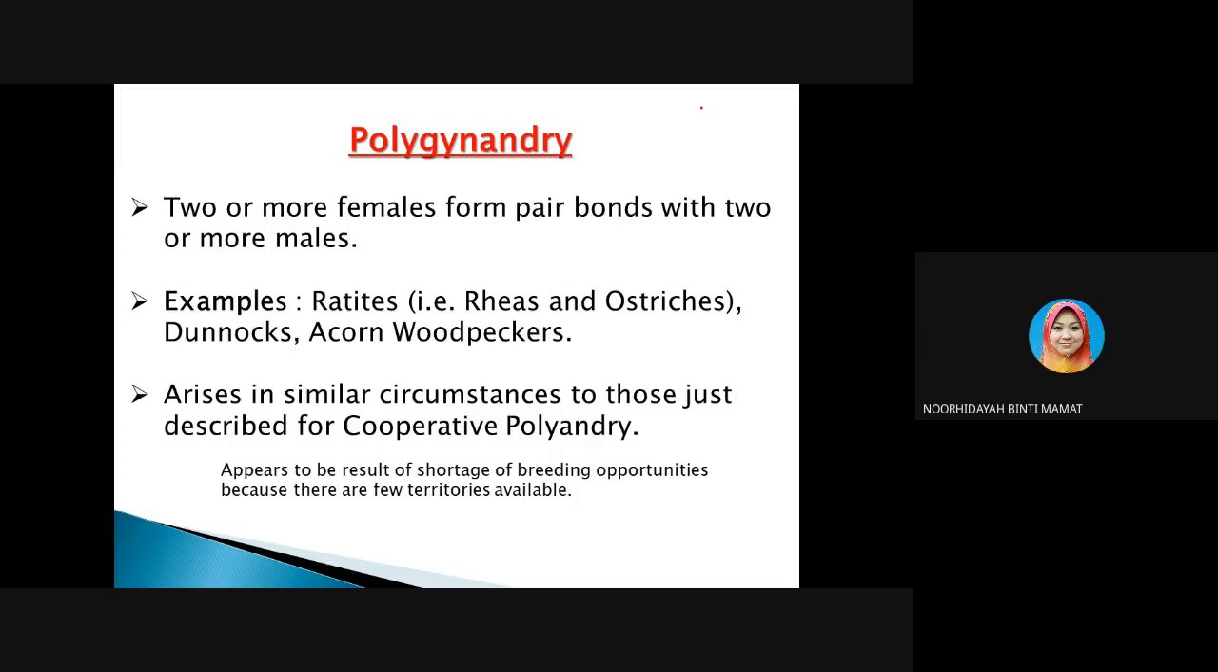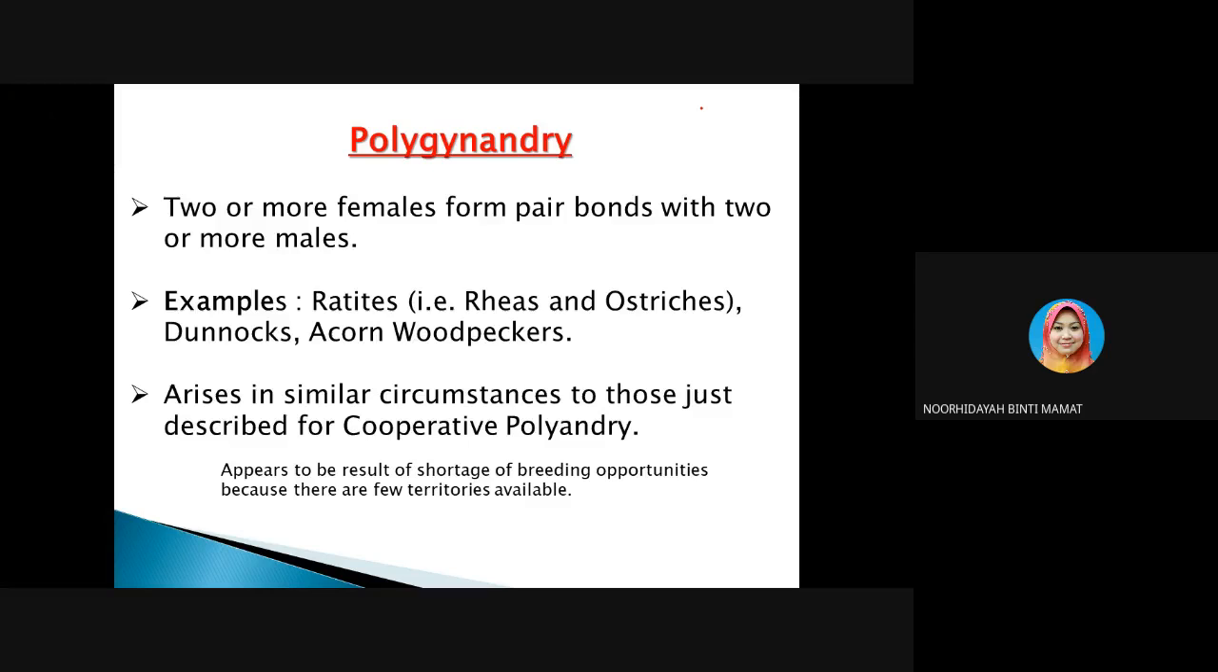Then we move to the other type of mating system, which is polygynandry, which is the last one. Polygynandry is where two or more females form pair bonds with two or more males. Just now we were talking about polygyny, where one male forms a mating with several females. The opposite of polygyny is polyandry, where one female mates with several males. In this one, two or more females will form pair bonds with two or more males. More females and more males.